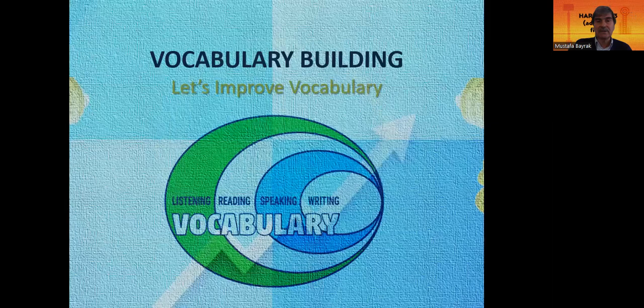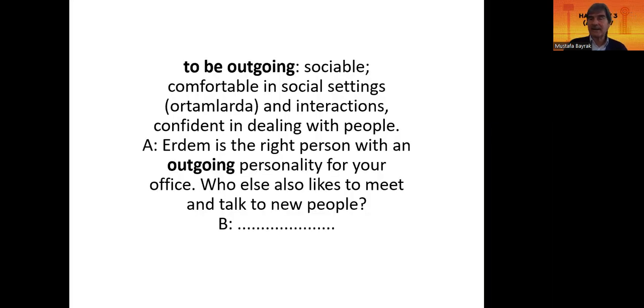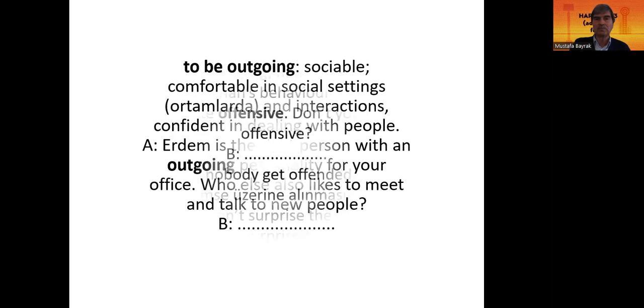Now, vocabulary study. To be outgoing, as an adjective. For example, Serdar is outgoing. Serdar is sociable. It means comfortable in social settings and interactions, confident in dealing with people. Erdem is the right person with an outgoing personality for your office. Who else also likes to meet and talk to new people? Just put a subject in place of who.